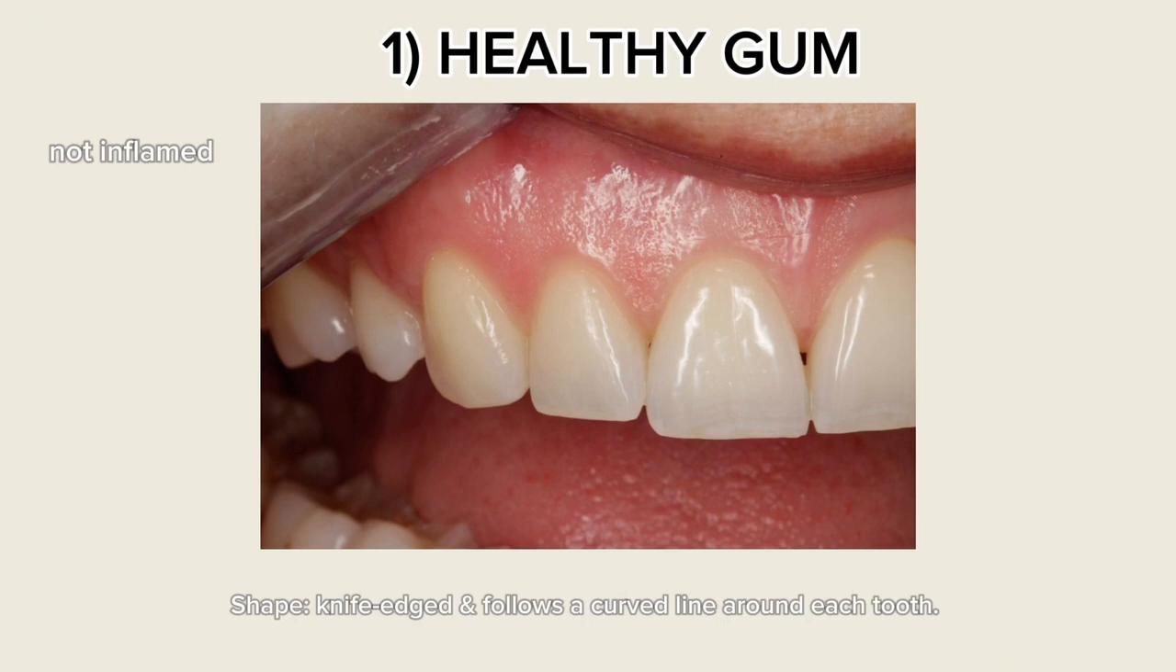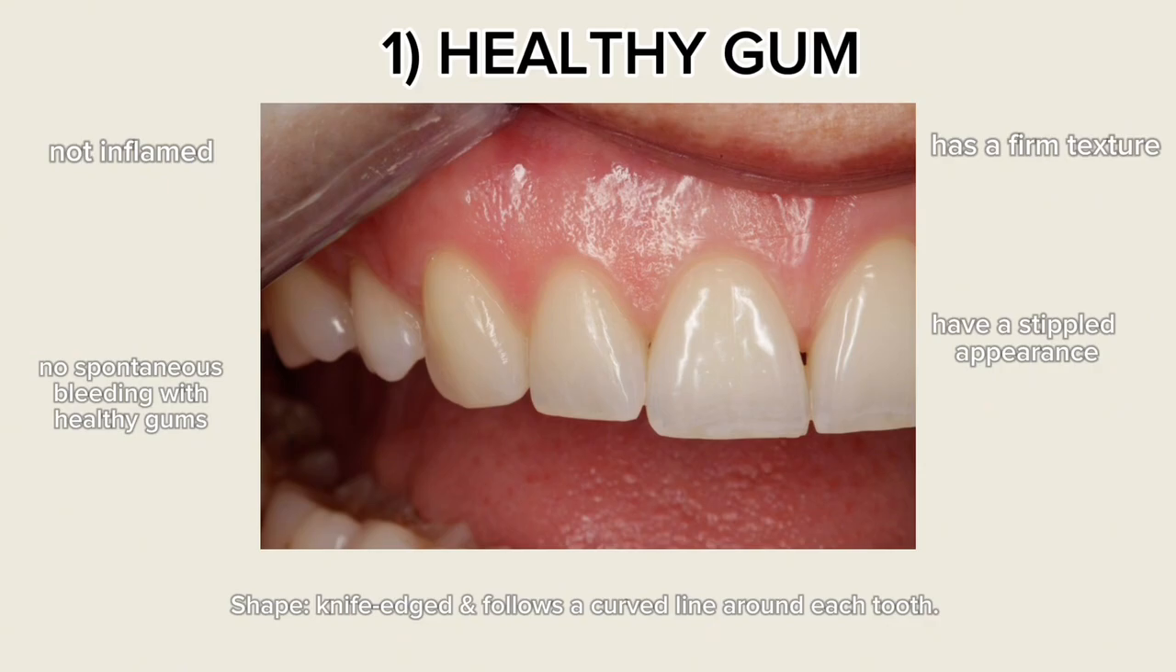It generally has a firm texture and a stippled appearance, which is a bit like the outside of an orange. Lastly, there is no spontaneous bleeding with healthy gums.